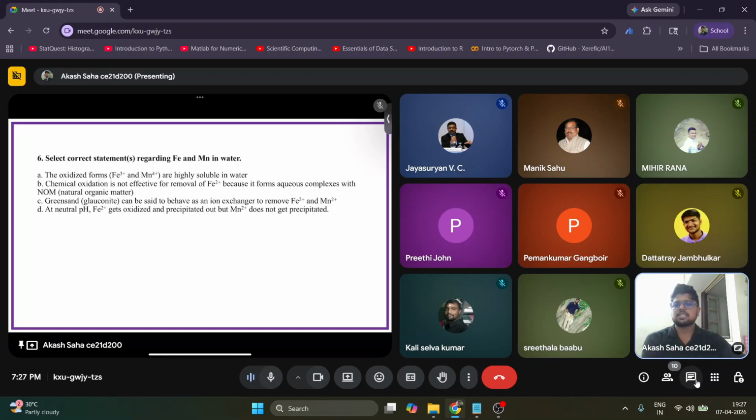Next, the oxidized forms of ferric and Mn4+ are highly soluble in water. Chemical oxidation is not effective for removal of ferrous because it forms aqueous complexes with NOM, natural organic matter. Green sand or glauconite can be said to behave as an ion exchanger to remove ferrous and manganese. At neutral pH, ferrous gets oxidized and precipitated out, but manganese does not get precipitated. So, which of the options are correct?